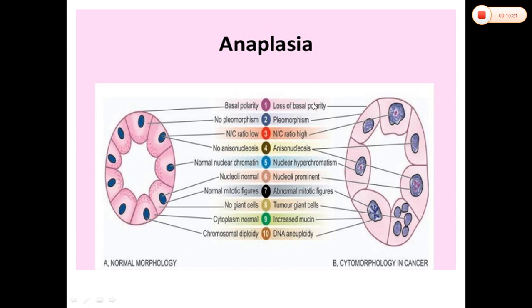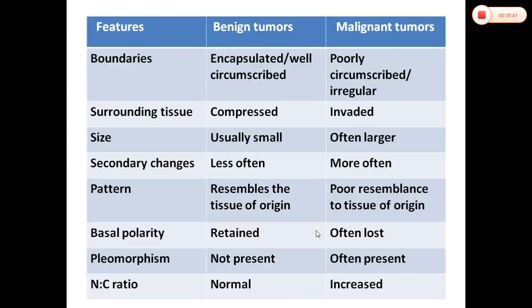Next, in this anaplastic morphology, it will show loss of basal polarity and there is pleomorphism of the cell and increased NC ratio and there is anisonucleosis and the nucleus is hyperchromatic and the nucleoli are prominent and abnormal mitotic figures and presence of tumor giant cells and there is increase in the mucin and DNA shows aneuploidy.